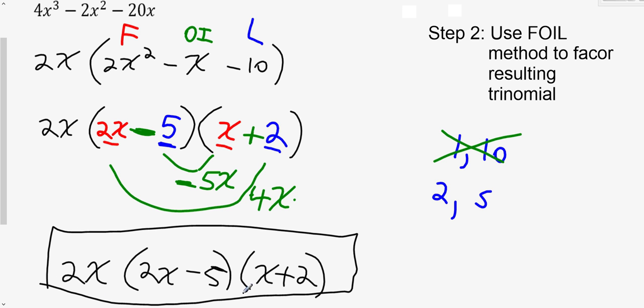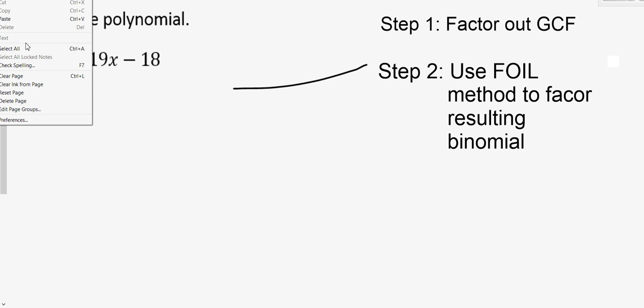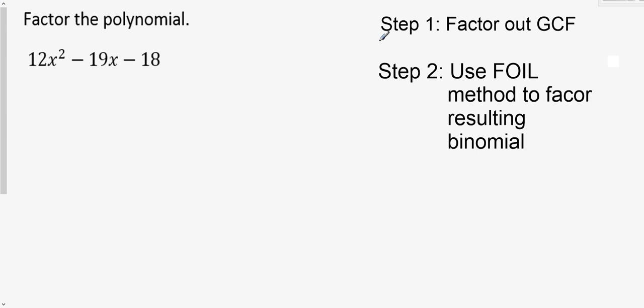All right, now let's try another. Let's try this one. For this one, we still have the two steps where we factor out the GCF first, but looking at these three numbers, there is no GCF bigger than 1.